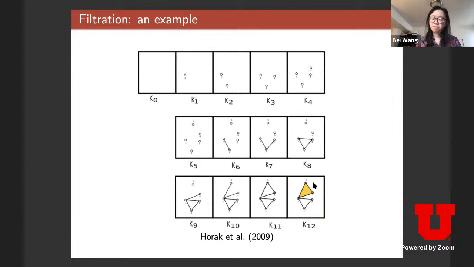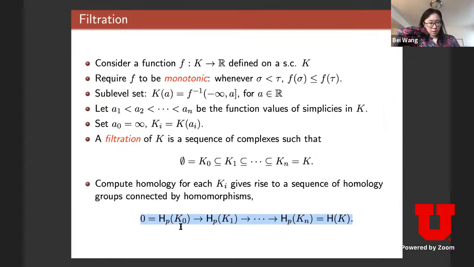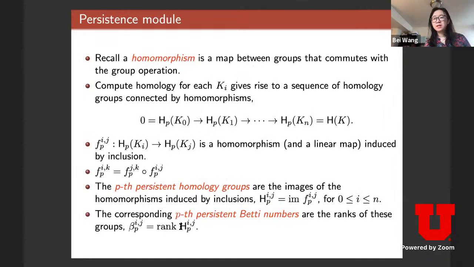Now, this is the mathematical formalism of this thing. What we're looking at in the lower part is also called a persistence module, okay? I would say this may be one of the most technical slides for today's lecture. There is a little bit of a concept called homomorphism. When we studied group operations, we defined a map between groups. And a homomorphism is basically a map between groups that commutes with the group operation.